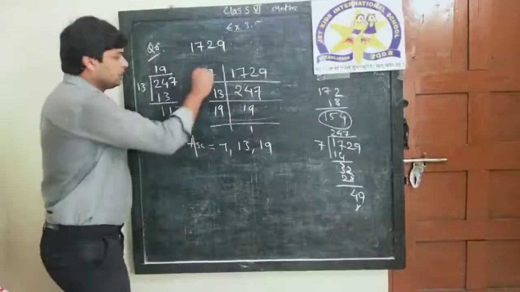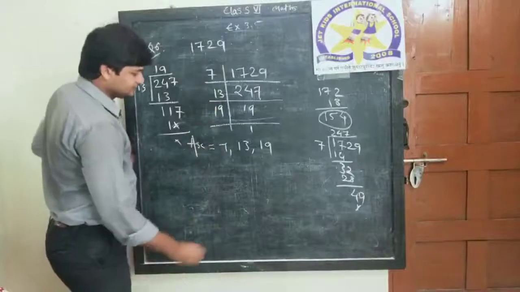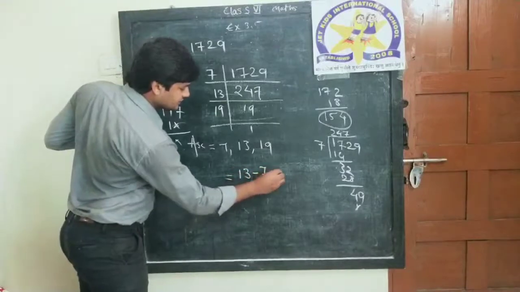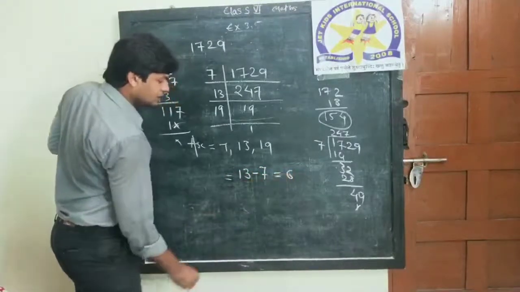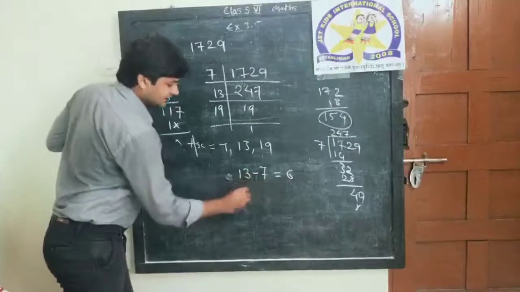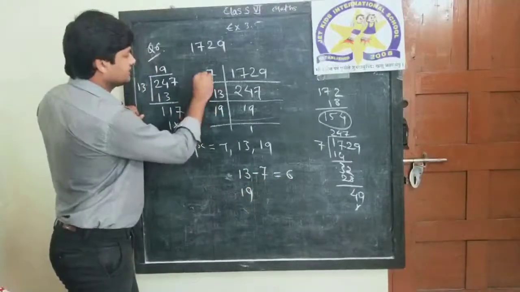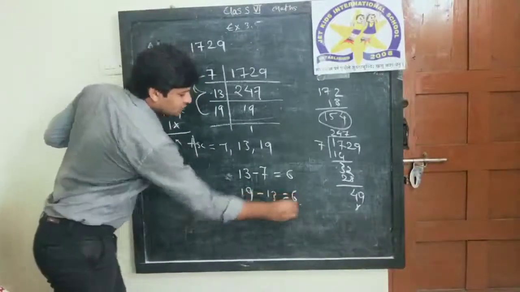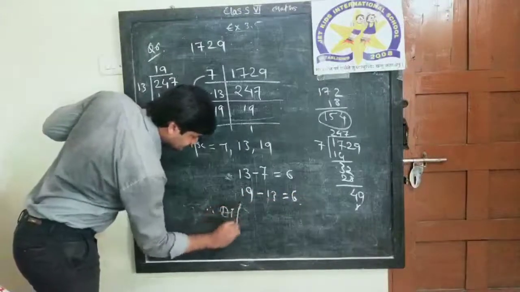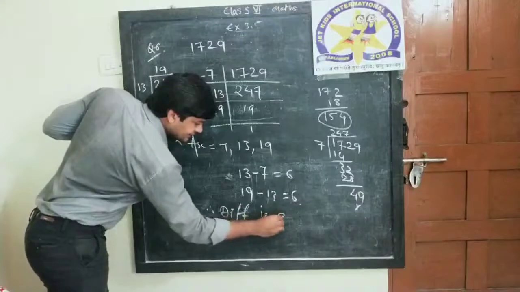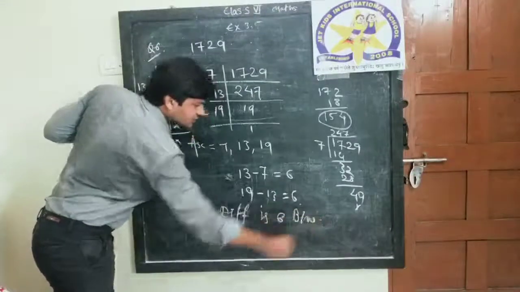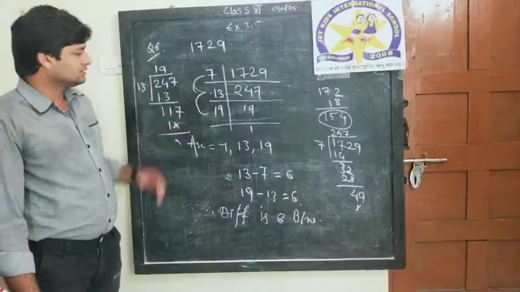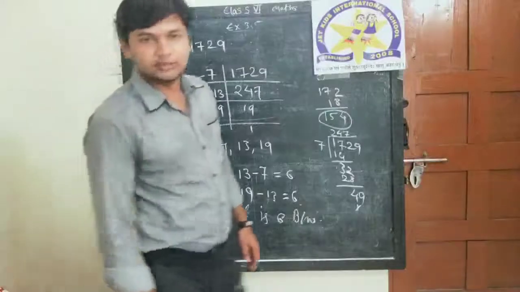Now what is the relation between these? See, relation is, 13 minus 7 gives us 6, and 19 minus 13 gives us also 6. So we can write here the difference is 6 between two consecutive prime factors. Clear? This is how we are going to study. Clear? So just a minute.